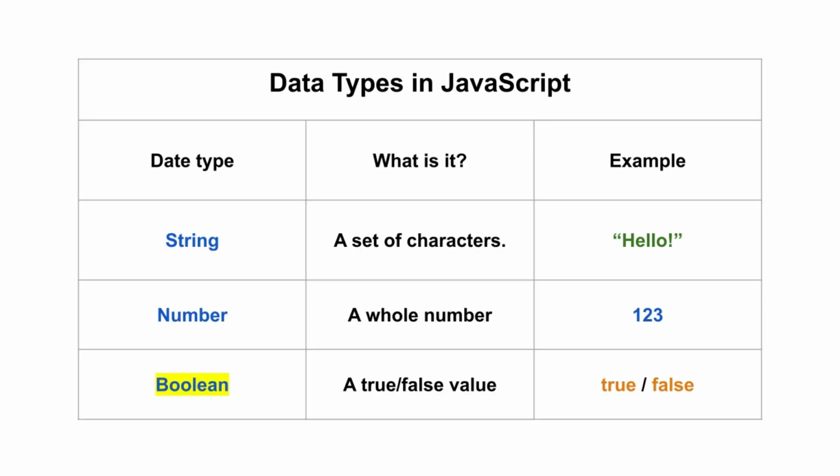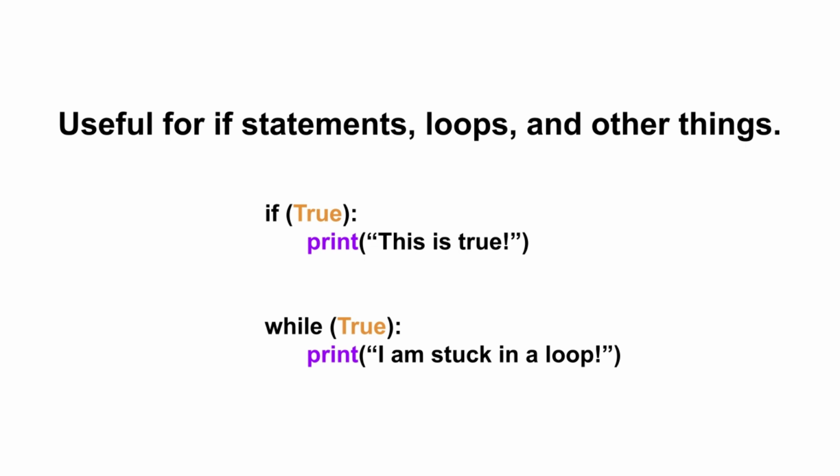The last data type we have is the Boolean data type. It simply holds a true or false value. Booleans are useful in things like if statements, loops, and other things. We will learn about them in upcoming videos, God willing.